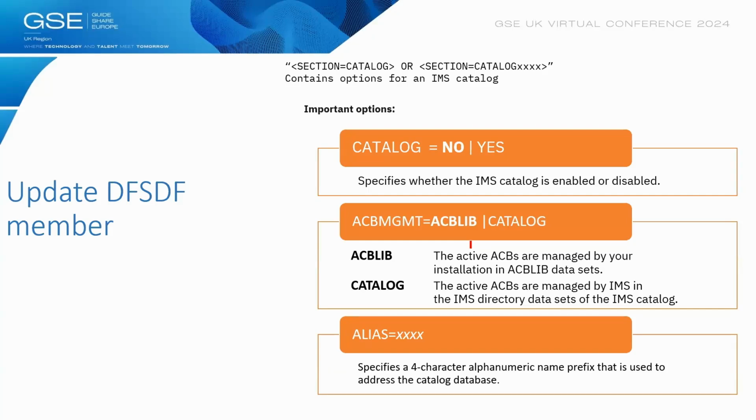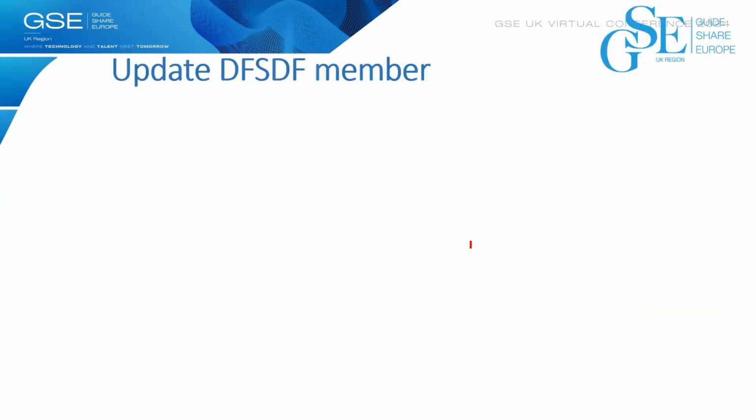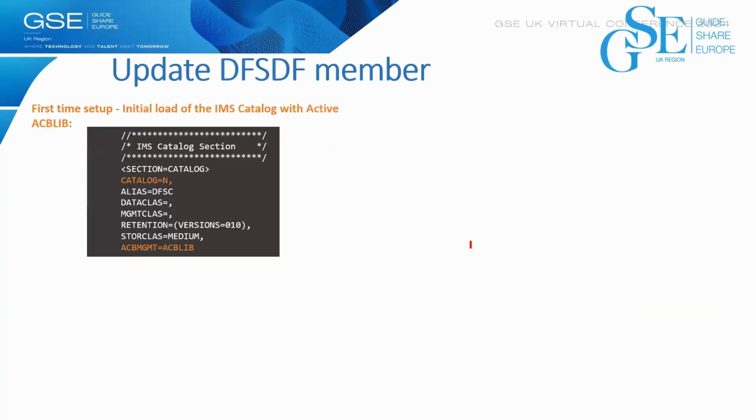In the next slide, we will see the expected values of these parameters in the different stages of the migration. First, if you are setting up the IMS catalog with ACBLIB, at that point you do not have a catalog, so you will also not have this section. You need to code this section, and CATALOG equals N and ACBMGMT equals ACBLIB is expected, as you are still not running with the catalog.